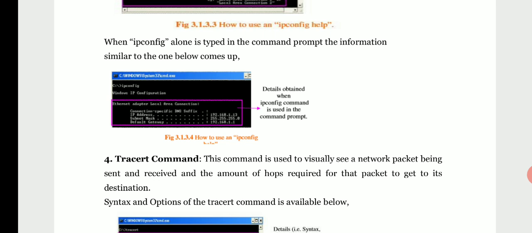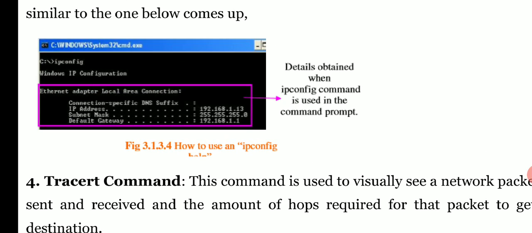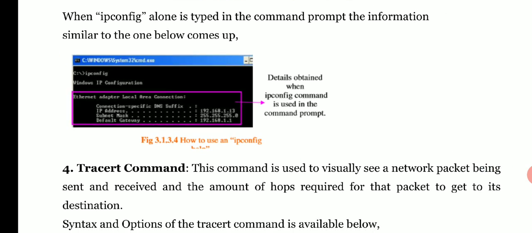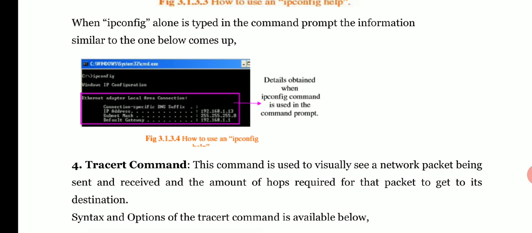So when you type ipconfig in the command prompt, you will get this information, that is the IP address, like 192.168.1.13, subnet mask and default gateway. All this information you will get if you type ipconfig in the command prompt.